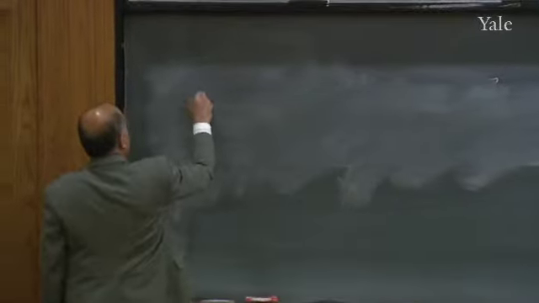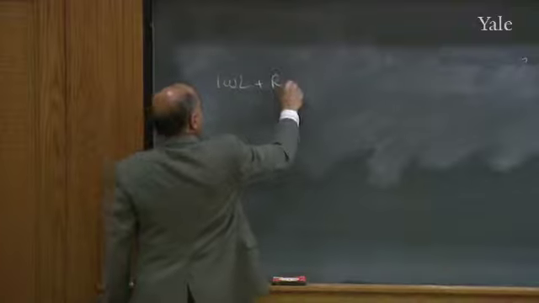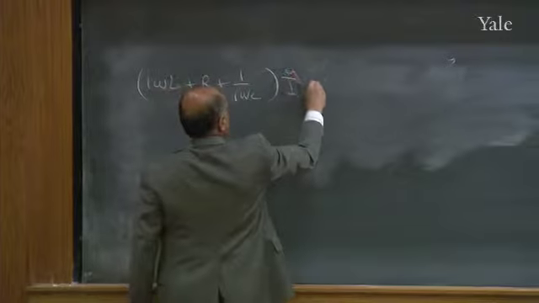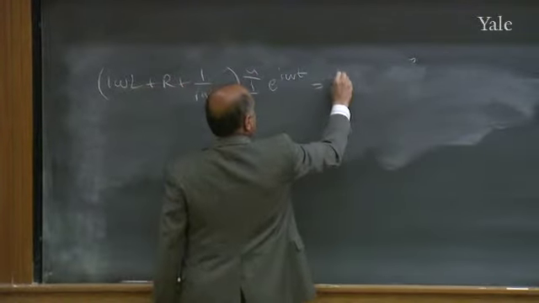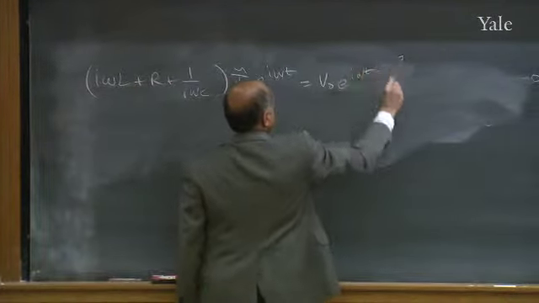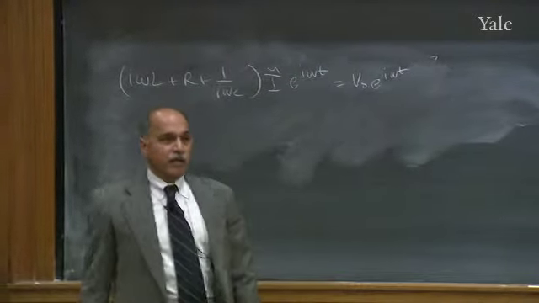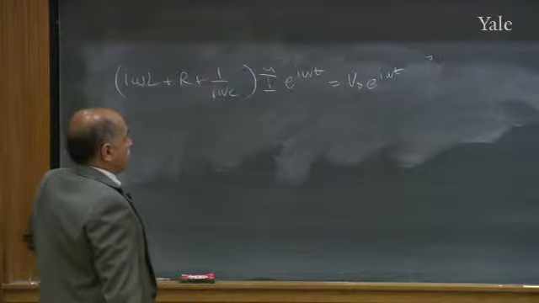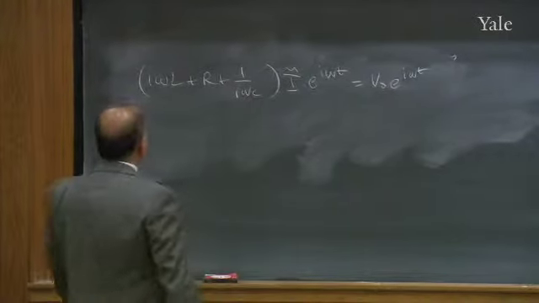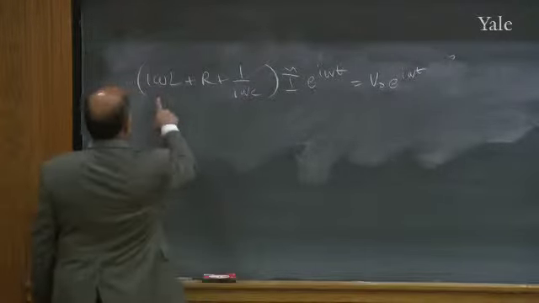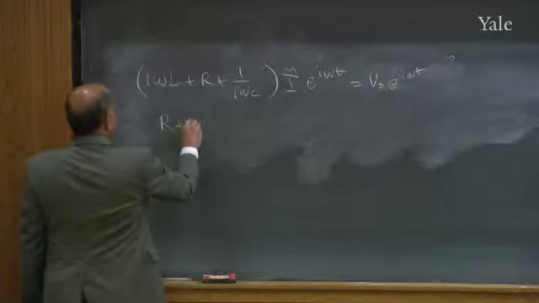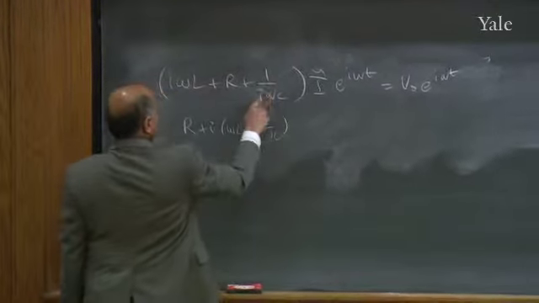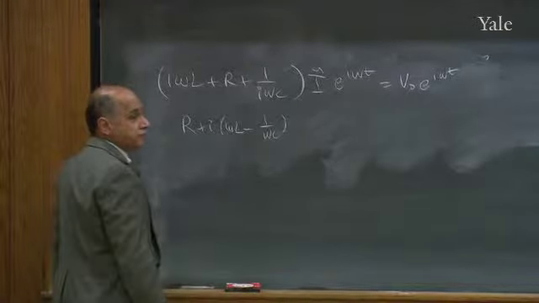So I wrote (iωL + R + 1/(iωC)) Ĩ e^{iωt} = V0 e^{iωt}. Everybody get that? That's because differentiating an exponential is just multiplying by the exponent. So this is a complex number, R + i(ωL − 1/(ωC)). I want you to know that i in the bottom is like −i in the top.